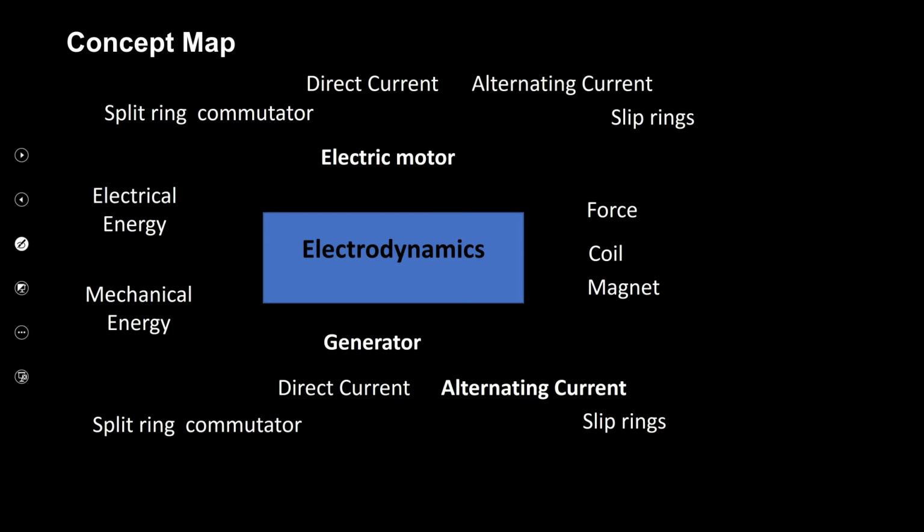So remember, the focus of electrodynamics is about electrical machines, the electric motor, which could be a direct current motor, where we use a split ring commutator. That word commutator is very important. The other machine, that machine takes electrical energy and makes mechanical energy out of it.